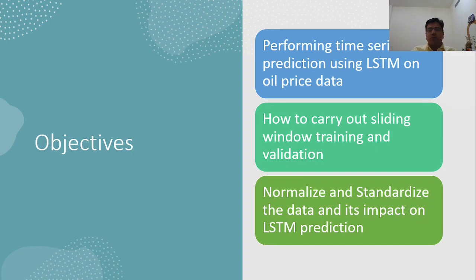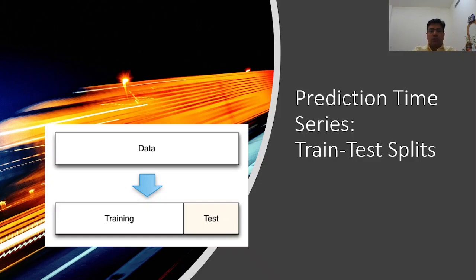And what is going to be the objective? This is a univariate oil prediction model using the LSTM. That's what we are going to build. That's the first objective. And to carry out the sliding window for the training and testing of the time series. And then we will also look at the normalization and standardization scalars present in the Sklearn pre-processing module.